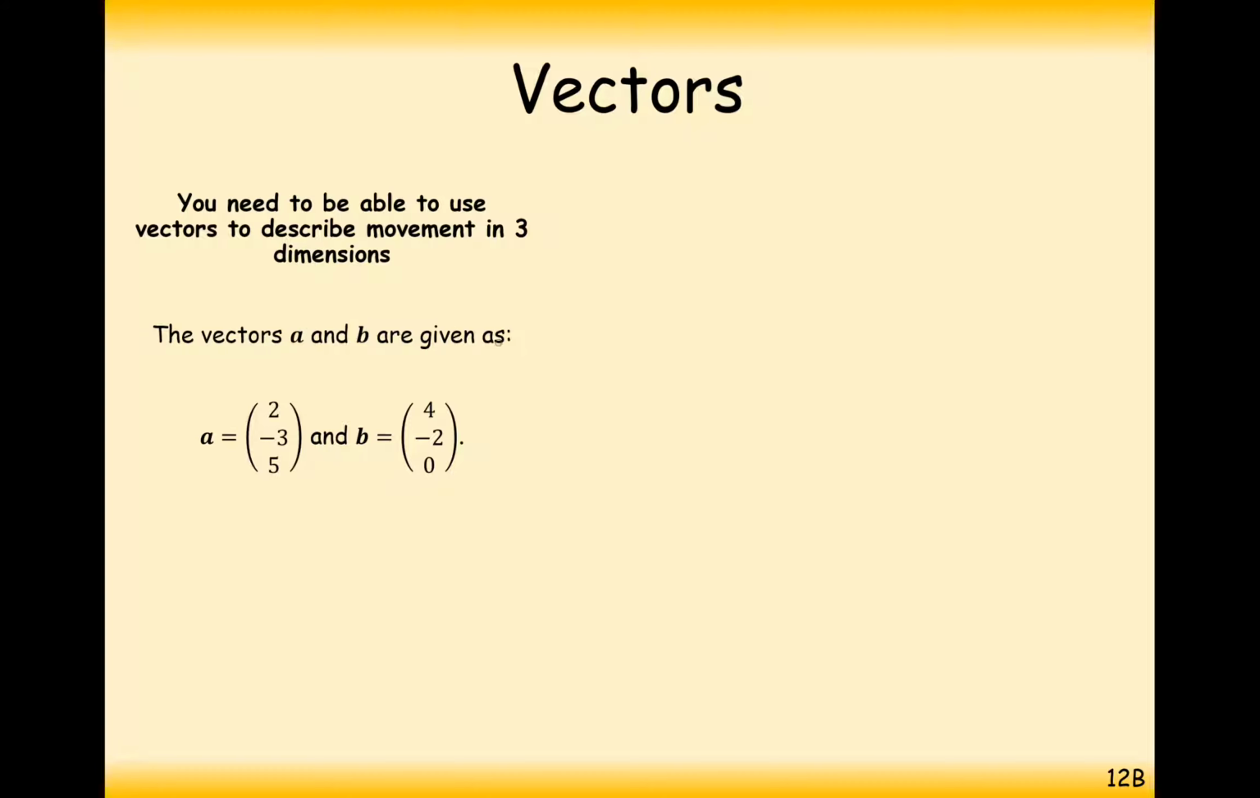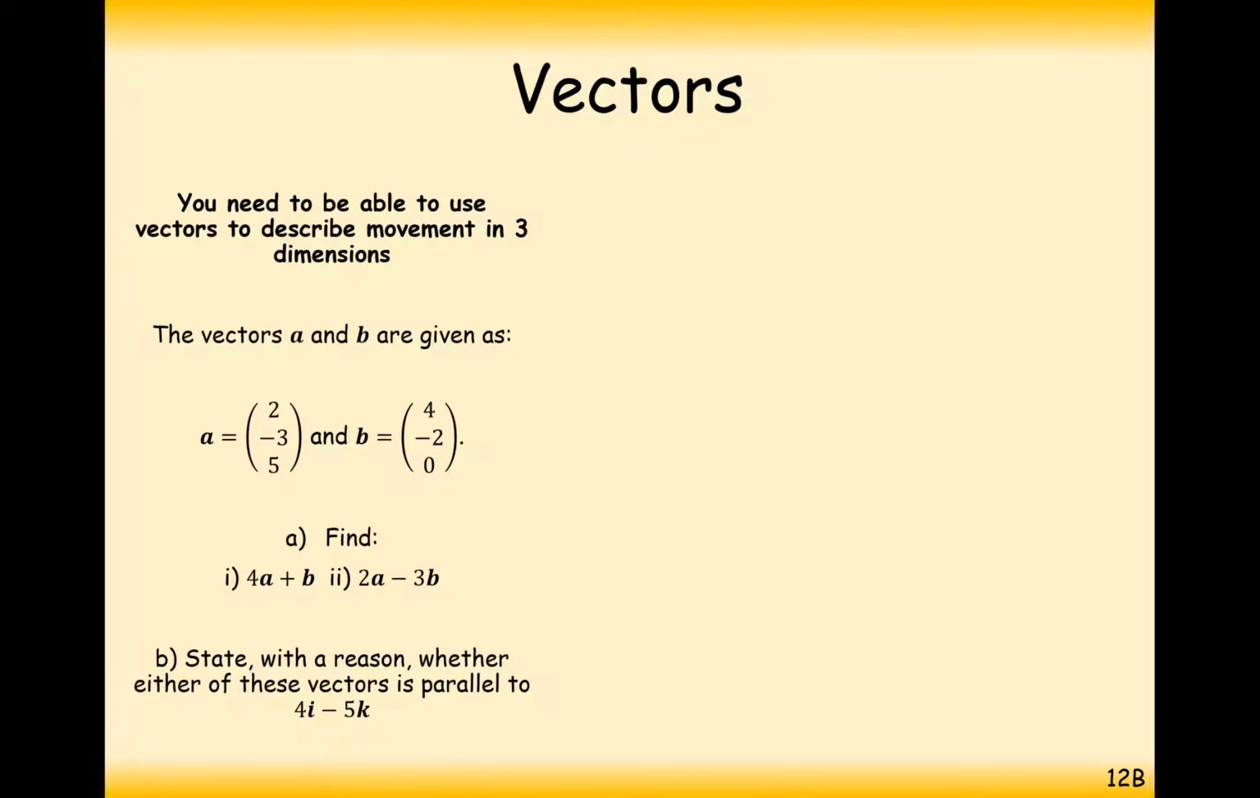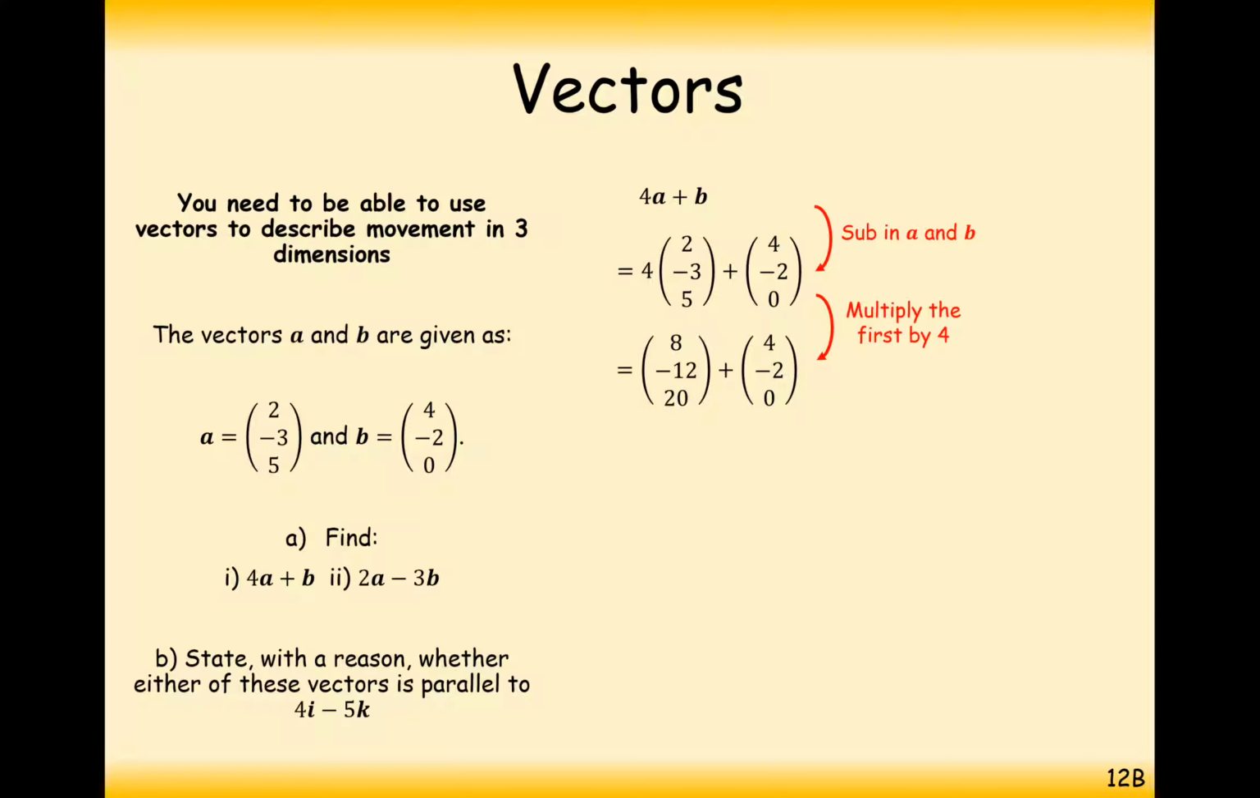So the vectors a and b are given as a movement of 2 in the x direction, minus 3 in the y direction, 5 in the z direction, and b is the vector of 4 in the x direction, minus 2 in the y direction, and 0 in the z direction. All we're looking to do in this question is combine the vectors in certain ways. So 4 times the a vector, add the b vector to start with. We'll quadruple all of the elements in the a vector, and then add it on to the b vector. So 12, minus 14, 20, just like that.